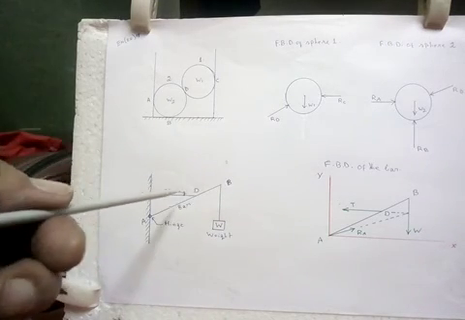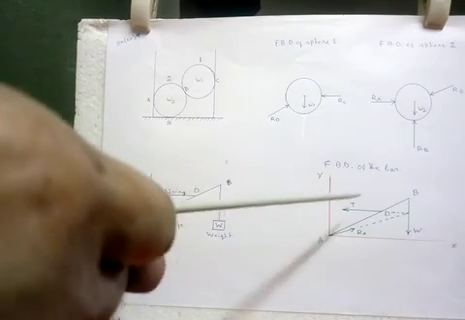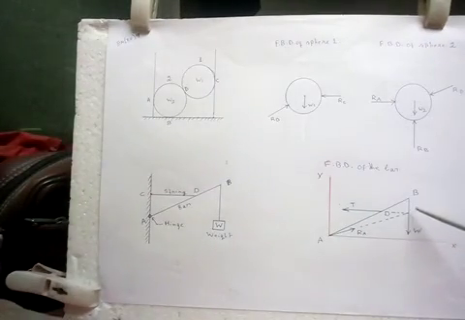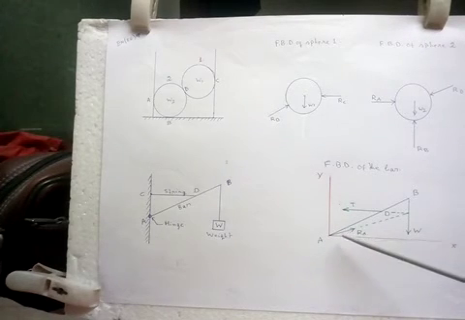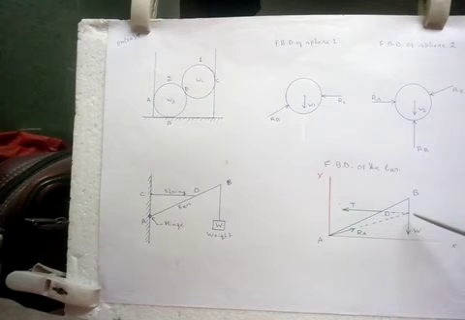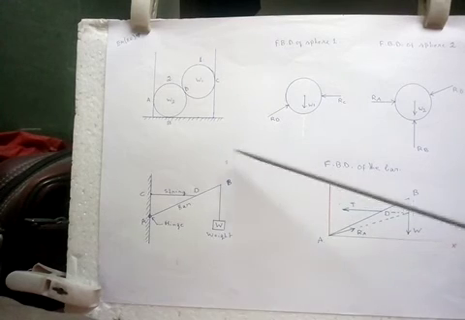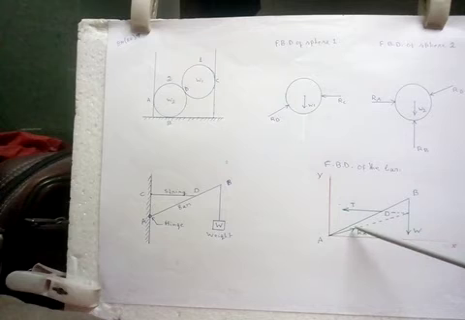Now if we extend the line of action of the force T in this direction, it will cut this vertical line at this point. And if I join this point with A, that will be the direction of the reactive force RA, because these three forces are meeting at this point, since this mechanical system is in equilibrium condition. So this will be the direction of the reactive force RA.